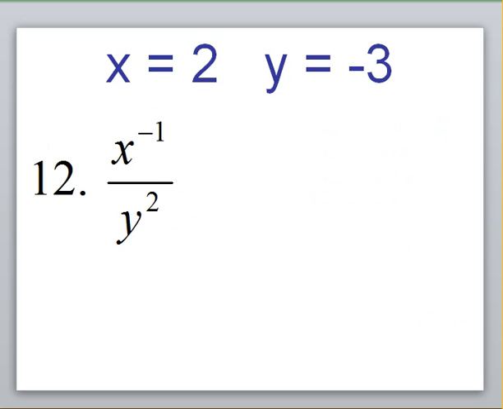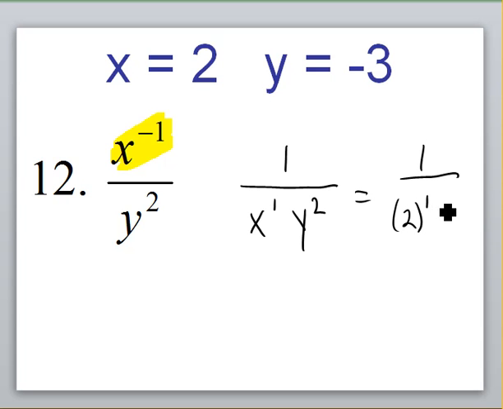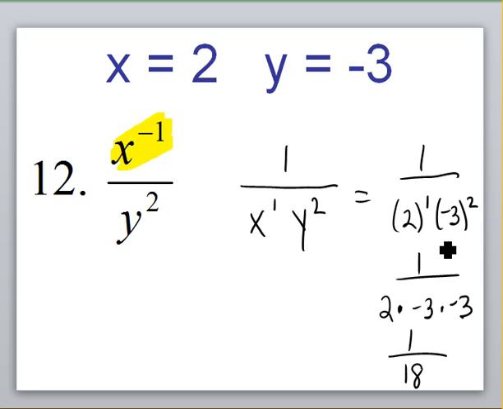On the next problem here, I have the x to the negative 1 that is unhappy. We're going to keep everything else that is happy where it is, so the y to the second's on the bottom. The x to the first gets moved to the bottom, and I just end up with a 1 on top because I can't put a 0 up there. We're going to then say I have 1 over, this would be 2 to the first power, and I'd have negative 3 to the second power. So what I end up having is 2 times a negative 3 times a negative 3. Well, that ends up giving me negative 6 times negative 3 is 18, 1 over 18.